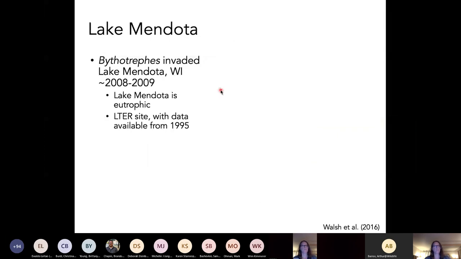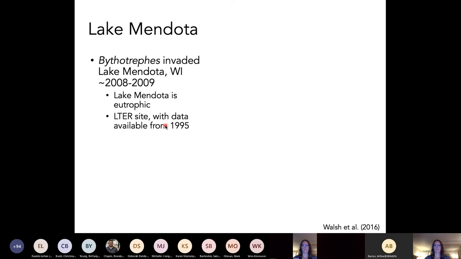So scroll forward less than 10 years, and Bythotrephes invaded Lake Mendota in Wisconsin in about 2008, 2009. This is a eutrophic lake, which is very different from almost all the other lakes that Bythotrephes was found in. It's also an LTER site, and so has data going back to the 1990s.